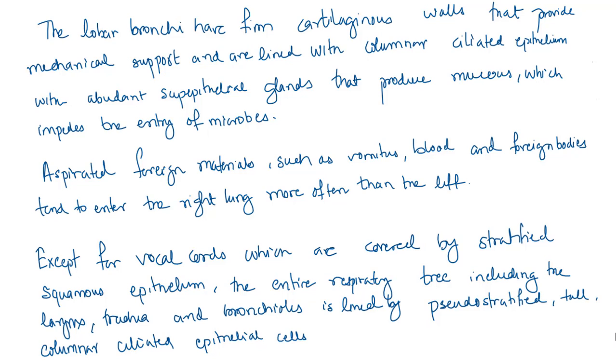Aspirated foreign materials such as vomitus, blood, and foreign bodies tend to enter the right lung more often than the left. Except for the vocal cords, which are covered by stratified squamous epithelium, the entire respiratory tree, including the larynx, trachea, and bronchioles, is lined by pseudostratified tall columnar ciliated epithelial cells.